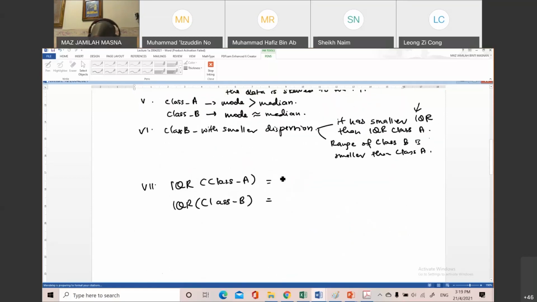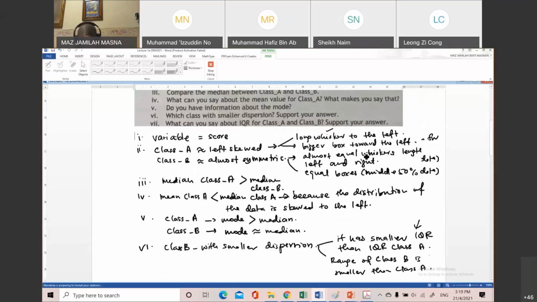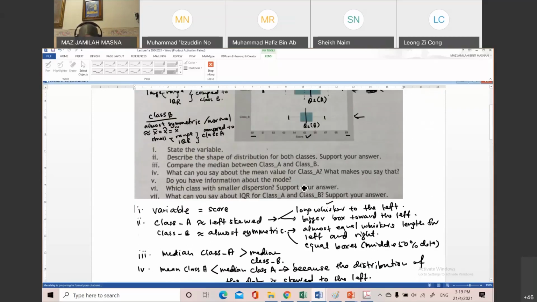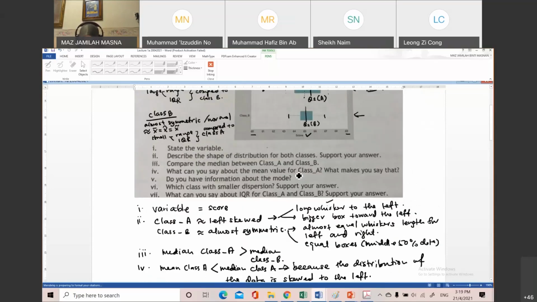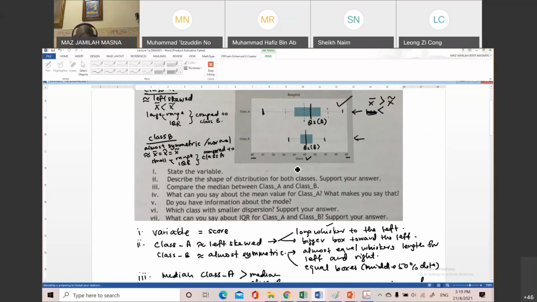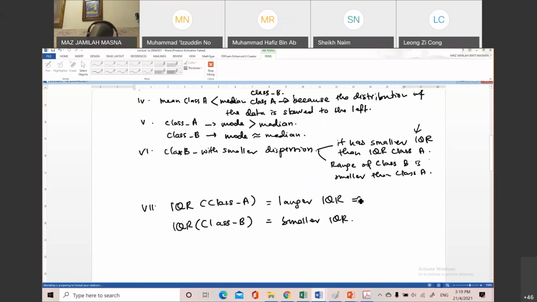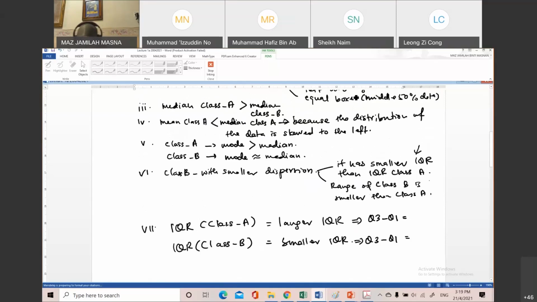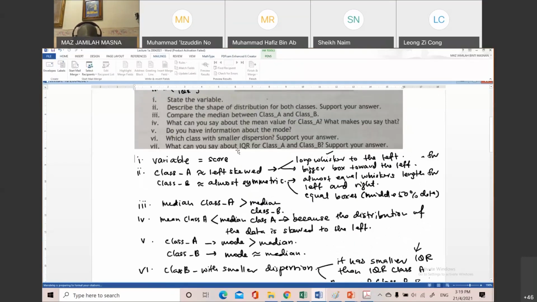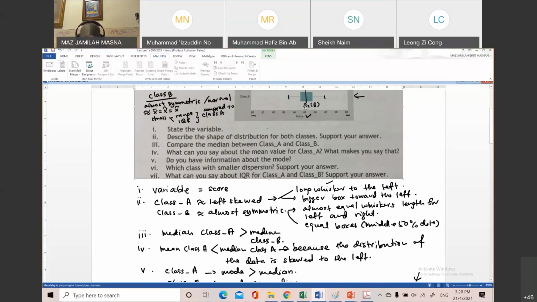You can say larger IQR, smaller IQR. And then you need to support your answer. How can we support our answer? Support it with your calculation. So IQR means Q3 minus Q1, you get what? So you find the value from your data here.